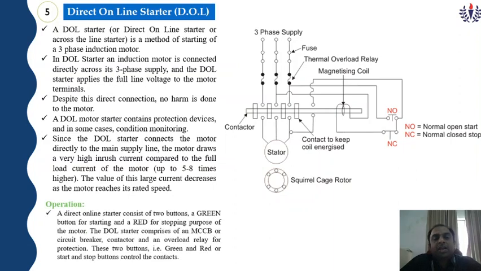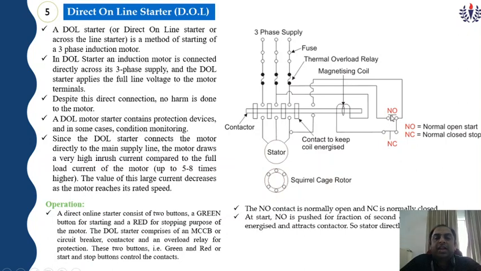Operation: the starter consists of two buttons. One is a green button for starting, and a red button for stopping. The DOL starter comprises an MCCB, that is a circuit breaker, or contactor, and an overload relay for protection. These two buttons, green and red, are start and stop buttons. The NO contact is normally open and NC is normally closed.